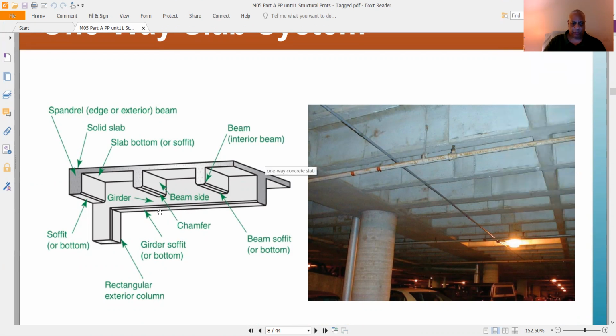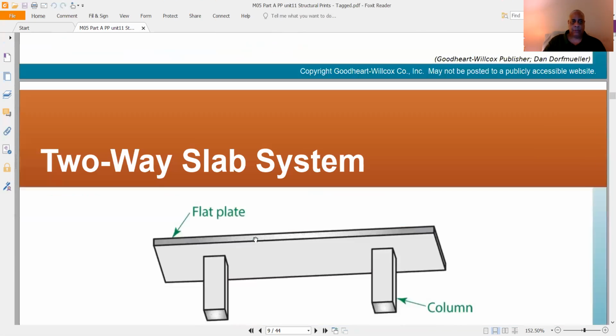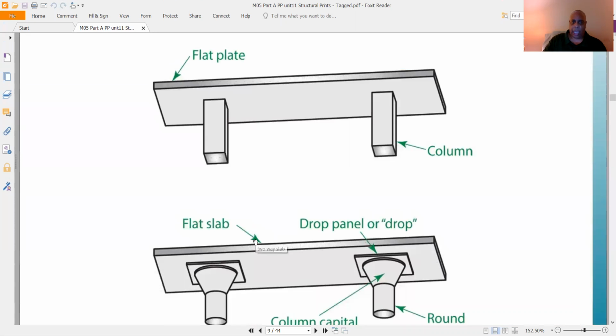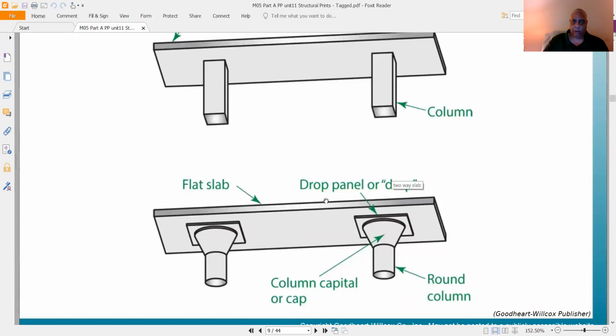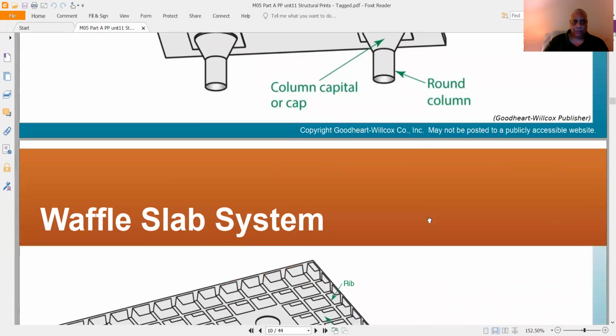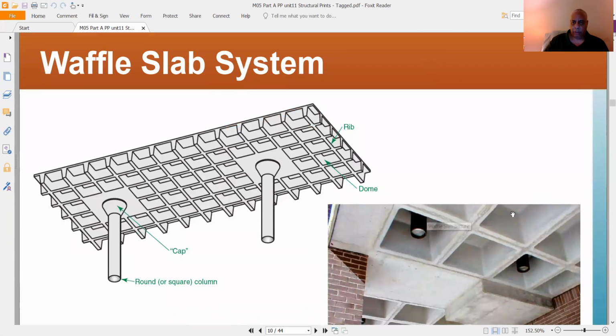You have your beam side, your girders, your soffits. It's rectangular. It's your column. And your two-way slab system. Remember I told you about the flat plate, your columns, your drop panels, your flat slab here, your round columns. Then your waffle system. This is in some buildings. Looks just like a waffle. That's why they call it a waffle system.